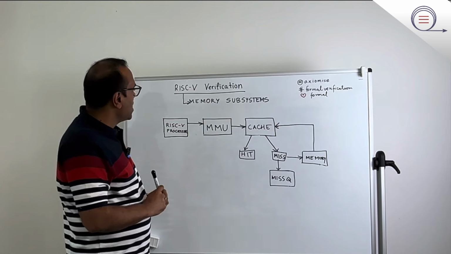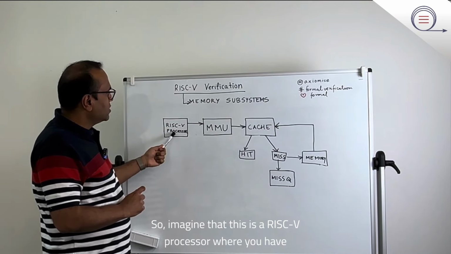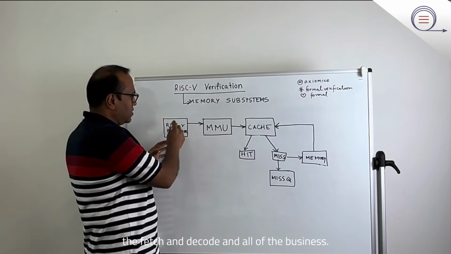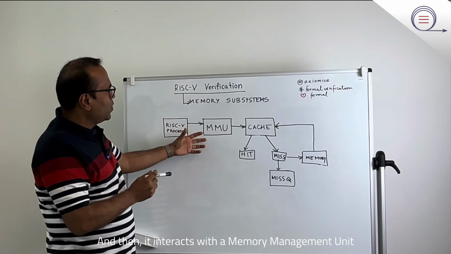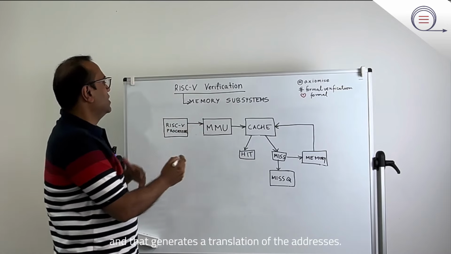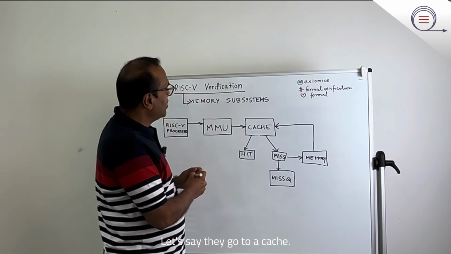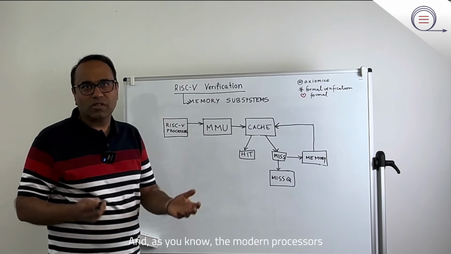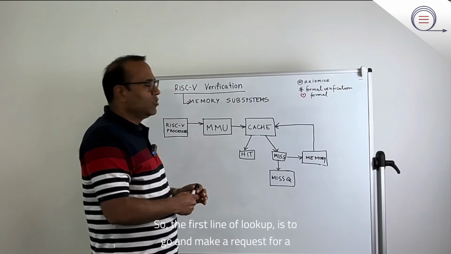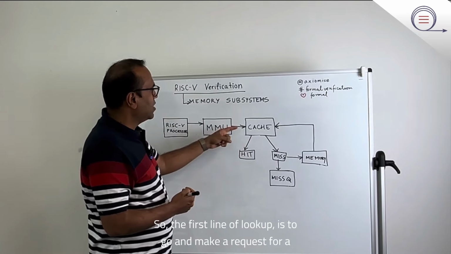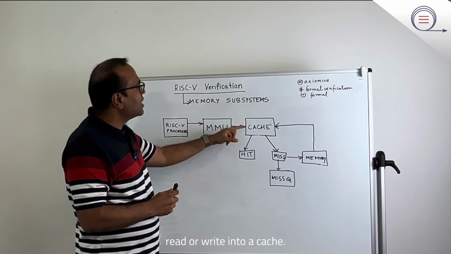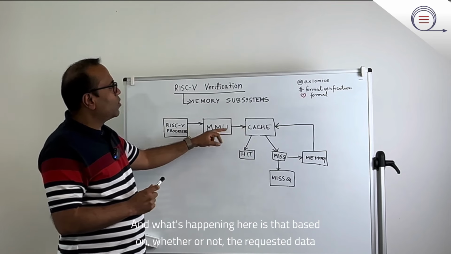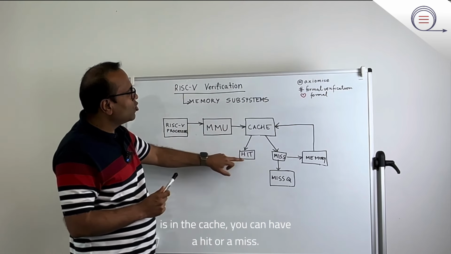can do with formal. So imagine this is a RISC-V processor, and this is where you have the fetch, decode, and all of the business, and then it interacts with a memory management unit, and that generates a translation of the addresses. And let's say they go to a cache, and as you know, modern processors and SoCs all have caches. So the first line of lookup is to make a request for a read or a write into a cache. And based on whether or not the requested data is in the cache, you can have a hit or a miss.